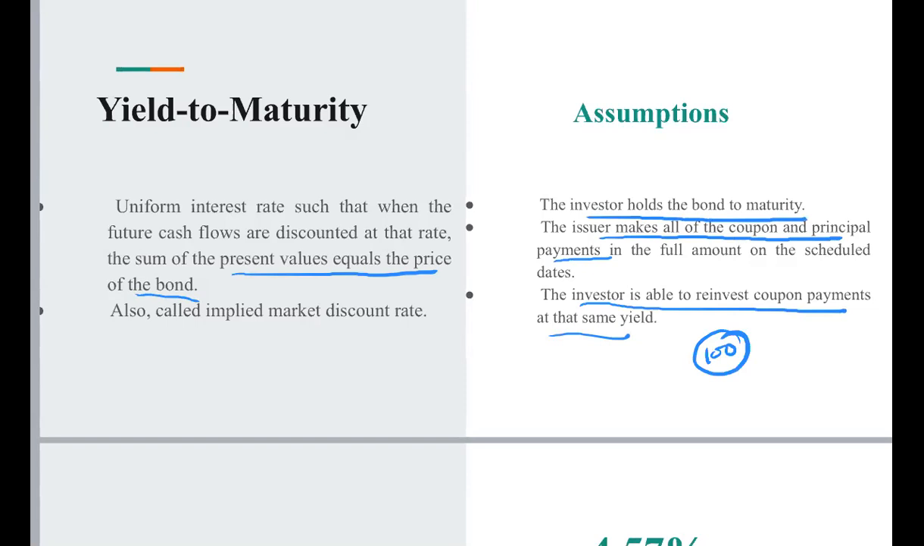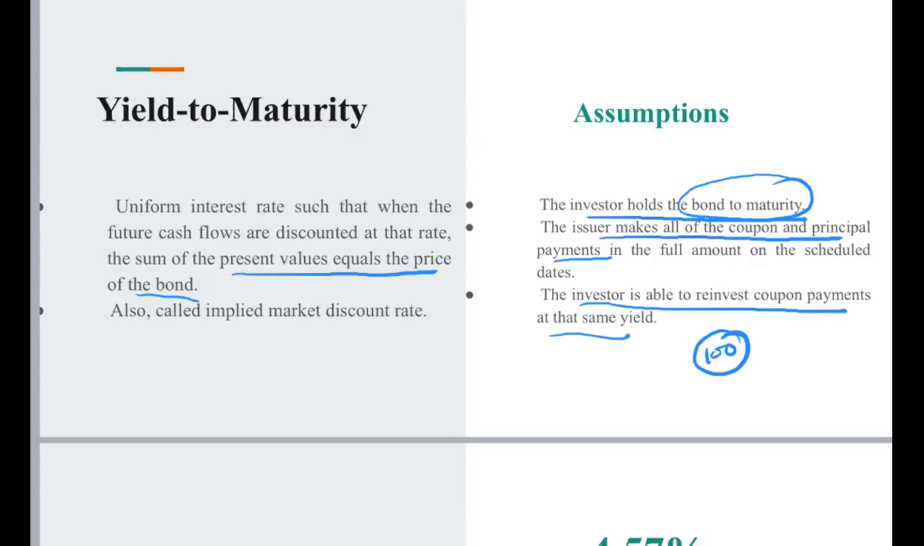So if the investor buys the bond at the current market price, holds the bond till maturity, the issuer does not default, and the investor is able to reinvest the coupon at the calculated YTM, then the expected rate of return or the realized yield of the investor is the YTM. In practice, the realized yield often differs from the expected YTM, because often the investor cannot hold the bond till maturity. Often they need the cash flow and they have to sell the bond in the market.